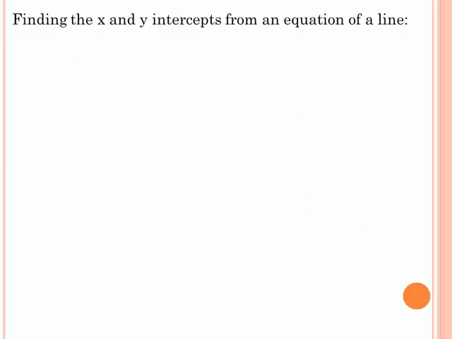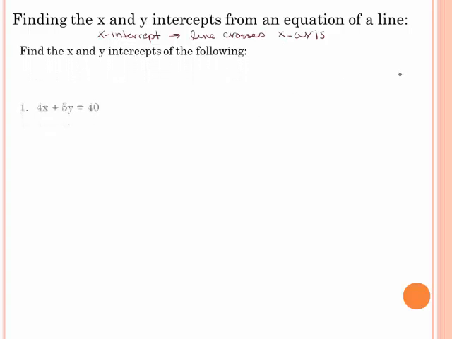Okay, sometimes we have to find x and y intercepts. Now we've already discussed the y-intercept. The x-intercept is where the line crosses the x-axis. And we already know that the y-intercept is where the line crosses the y-axis. So we're going to find the x and y-intercepts of the following equations.